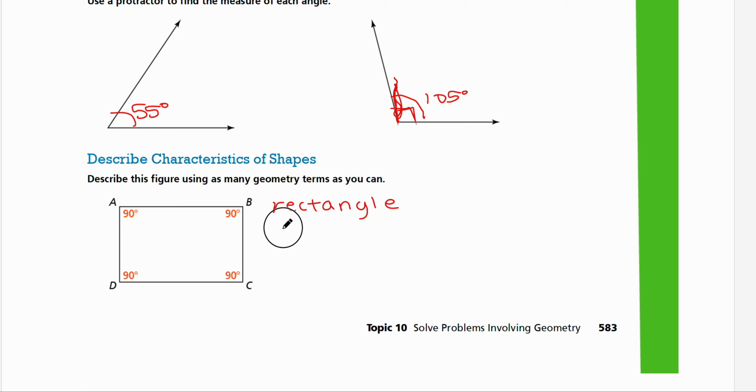This is a polygon because it is a closed figure made up of line segments called sides. So these are sides, and then these are angles or right angles, right? The points here, these are points, and the measure of each angle is 90 degrees. The rectangle is a type of parallelogram.